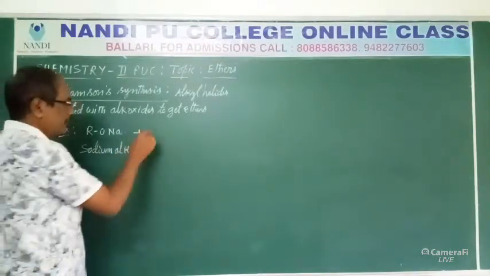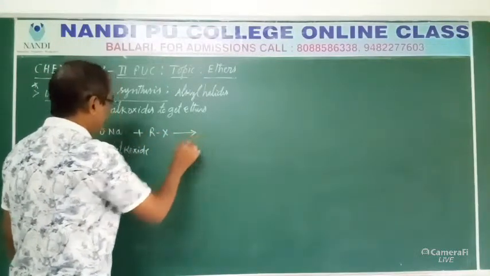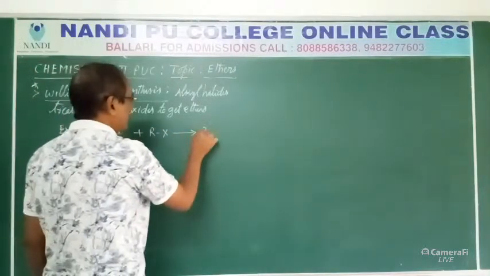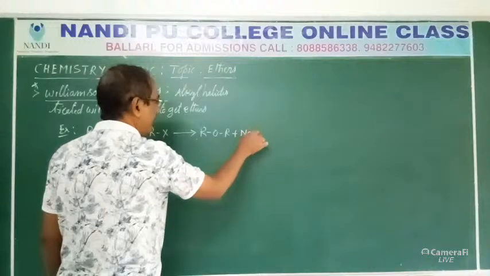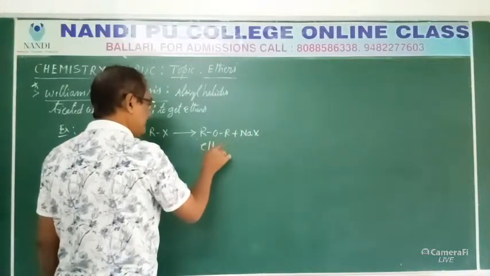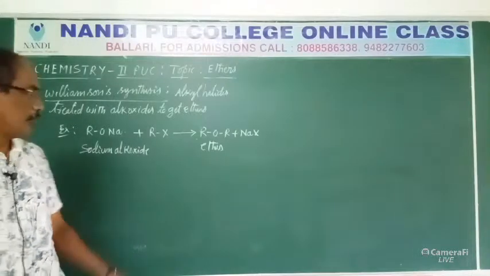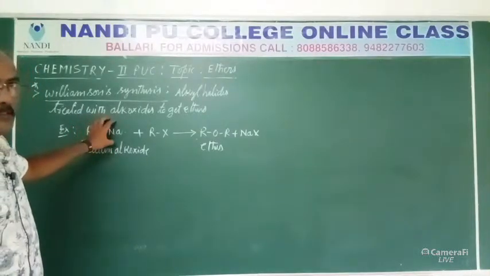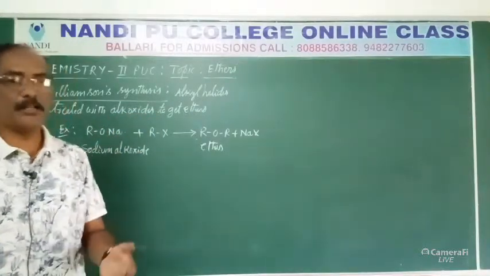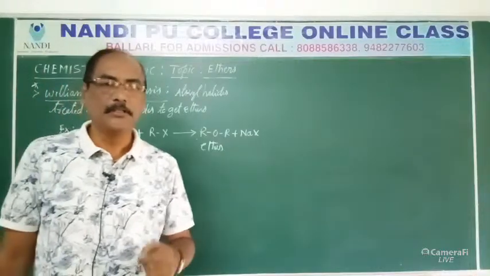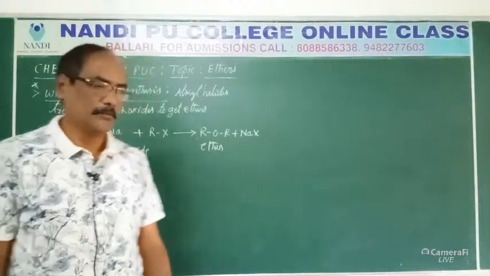Sodium alkoxide treated with alkyl halide RX. Then we will get ROR plus NaX. This is ether, the product we get. So alkoxides are treated with alkyl halides. You know how to get alkoxides. When alcohols react with metals like sodium, we will get sodium alkoxide.